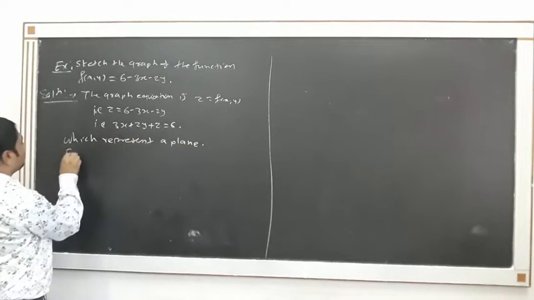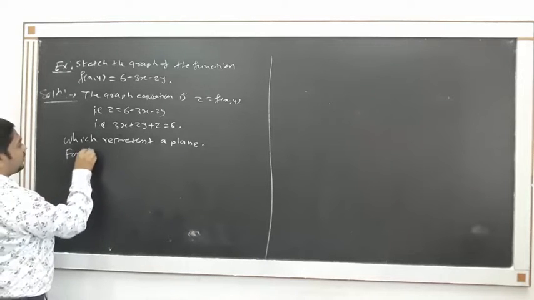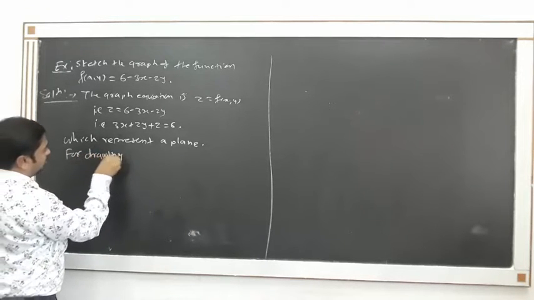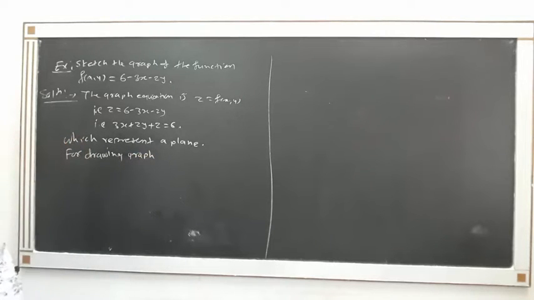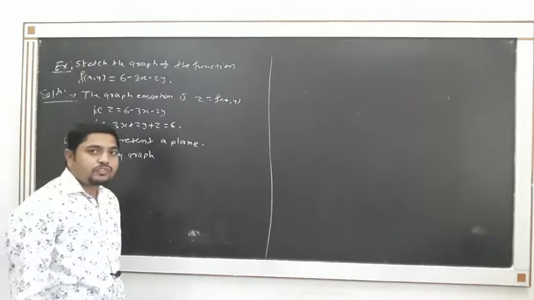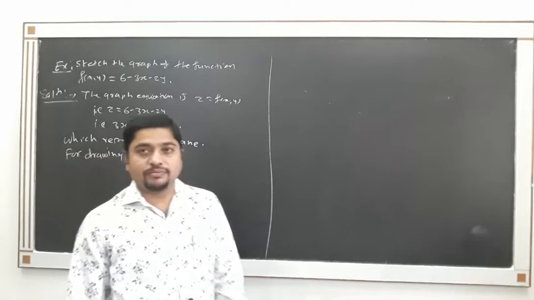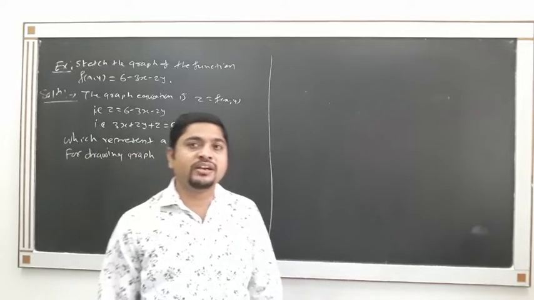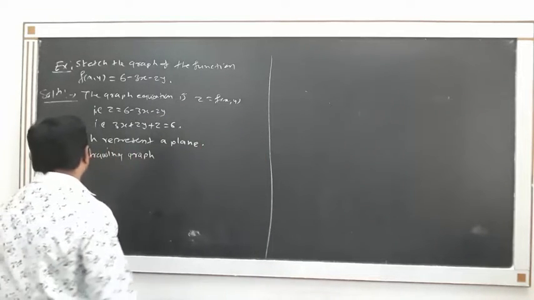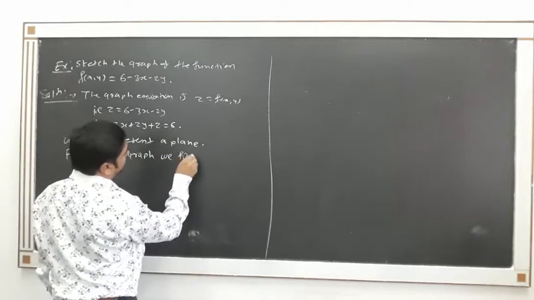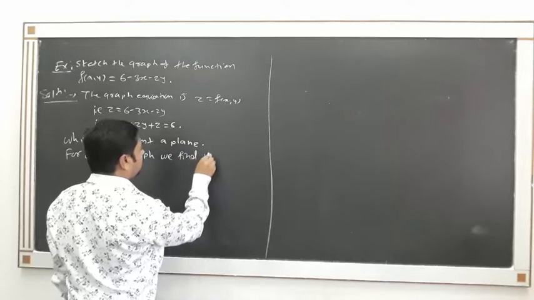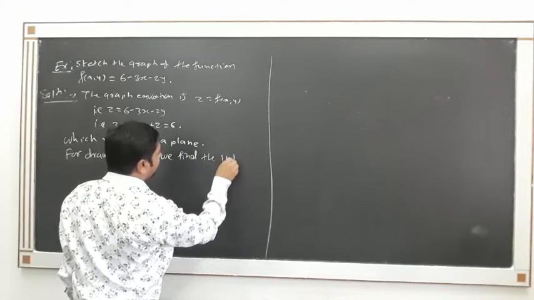So for drawing the graph, what do we have to do now? We have to draw the graph of this function. For this, what do we have to find? We have to find the intercepts: x-intercept, y-intercept and z-intercept. So for drawing the graph, we find the intercepts.